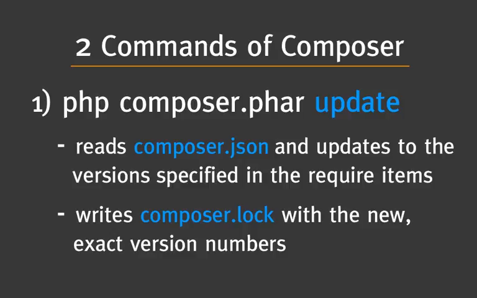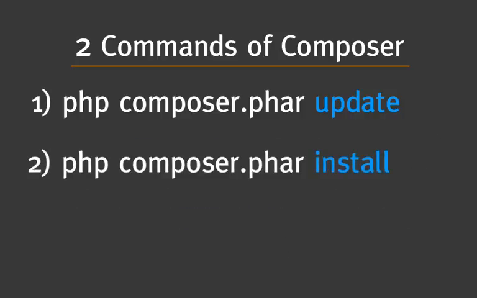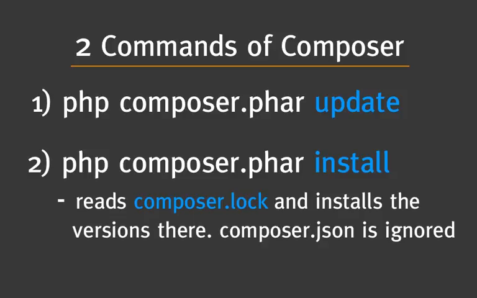And that's where the second command, install, comes in. It ignores the composer.json file and reads entirely from the composer.lock file, assuming one exists. So as long as you run install on your deploy, you'll get the exact versions you expected. Unless you're adding a new library or intentionally upgrading something, always use composer.phar install.